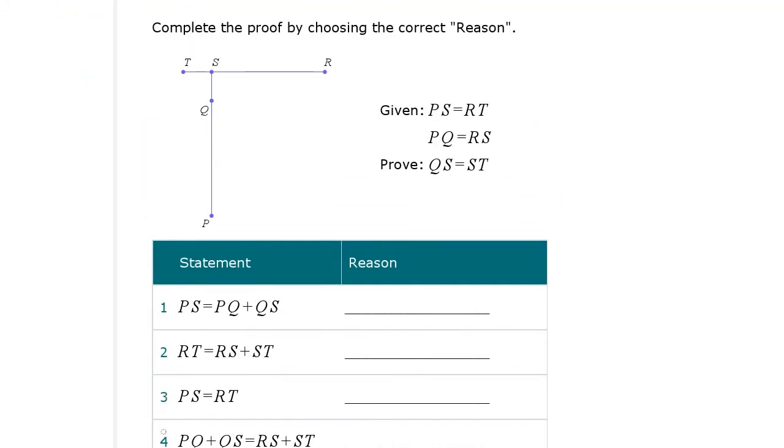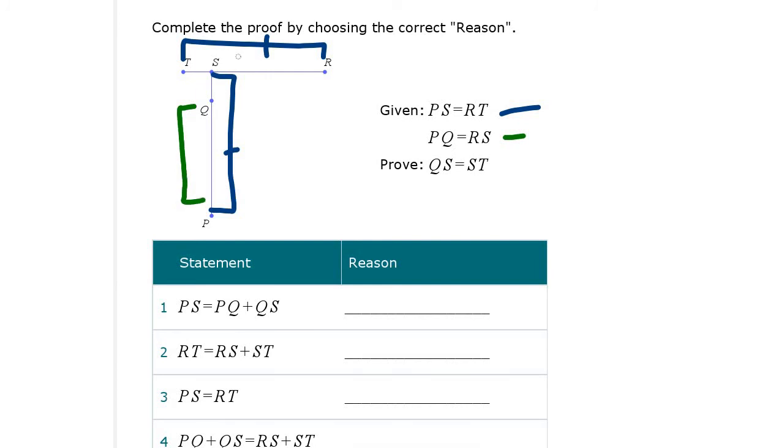Always be in the habit of dressing up the diagram with the given information. So PS and RT are equal. PQ and RS are equal. And we're being asked to prove in these circumstances, how do you know QS and ST are equal?